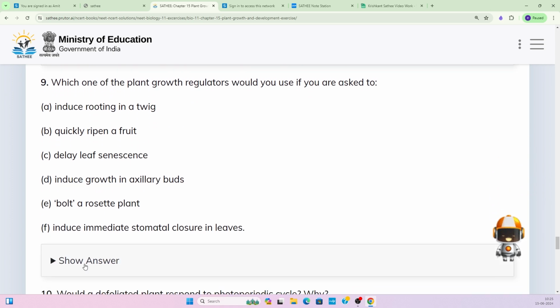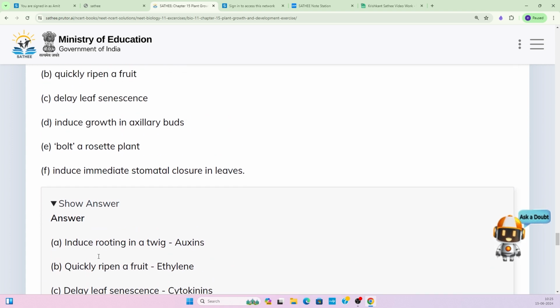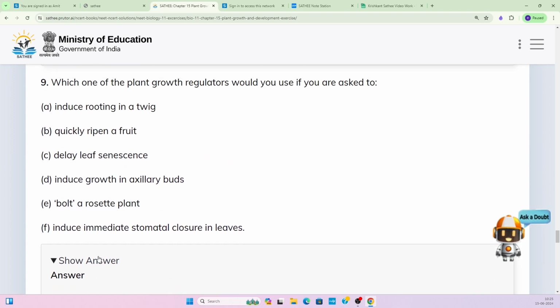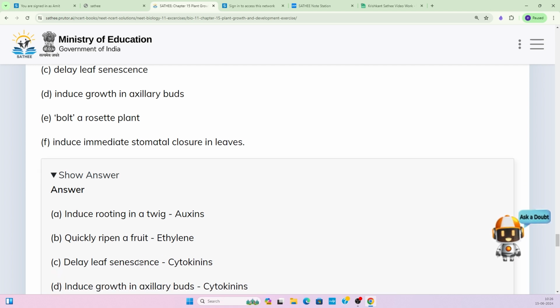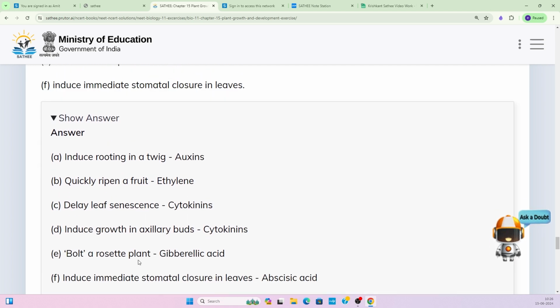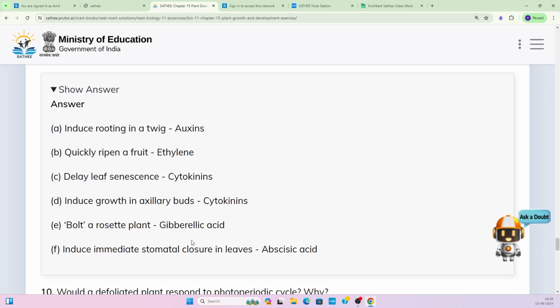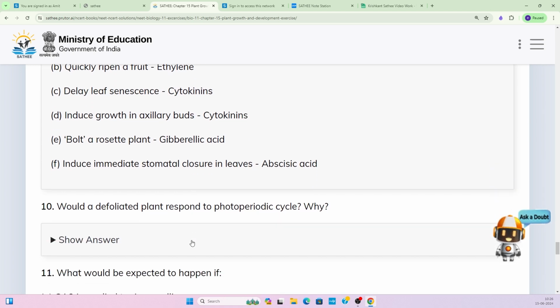And the next question here. Which one of the following growth regulators would you use if you are asked to induce rooting in a twig? Inducing rooting in a twig is done by auxin. Quickly ripening a fruit is done by ethylene. Delay in leaf senescence is done by the cytokinin hormone. Induced growth in auxiliary buds is done by cytokinin. And bolting of a rosette plant is done by gibberellic acid.